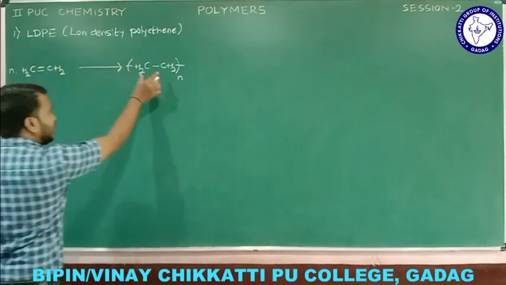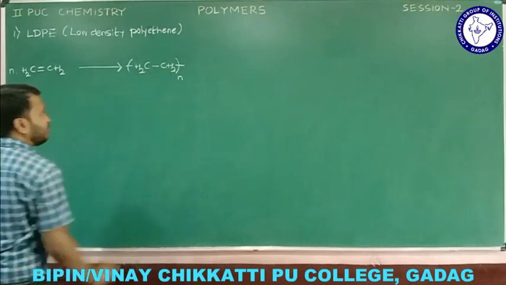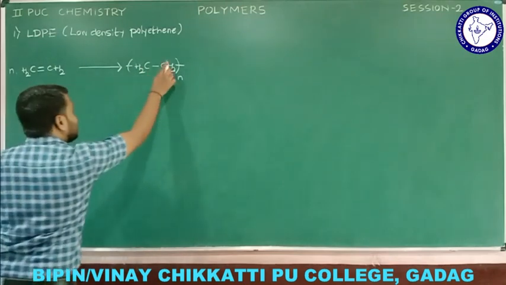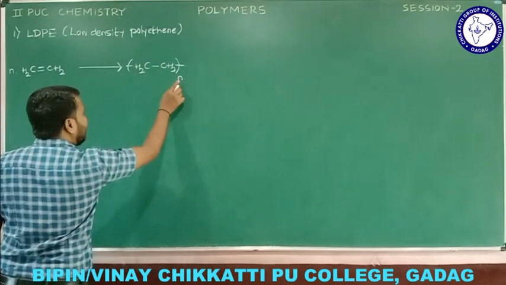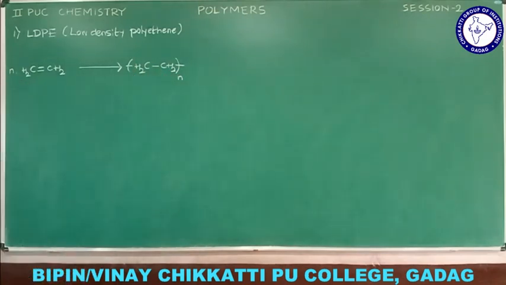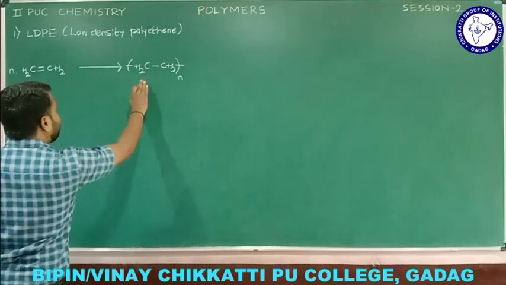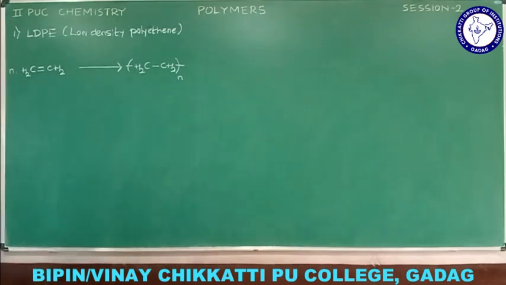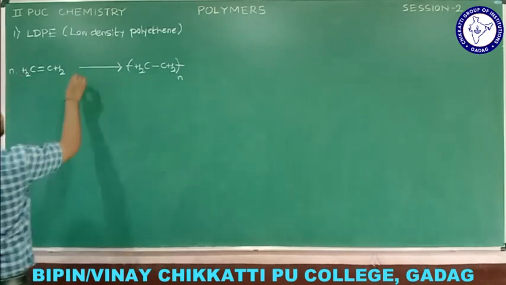The double bond is converted into a single bond and the valency of carbon is satisfied. This is the repeating unit, and n number of the same repeating unit you have. Therefore this is the way we are supposed to represent the polymer. But this is the very simple method of writing polyethylene. For low density polyethylene, we have to apply certain conditions.